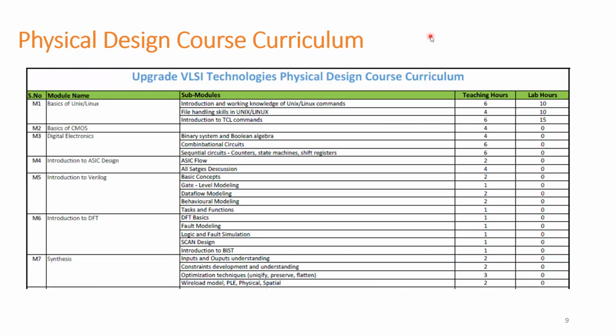So, physical design course curriculum. We will go through the course curriculum. In total, we have 13 modules. It is designed in such a way that we will cover it from scratch, like basics of Unix, Linux, and CMOS fundamentals, digital electronics, and introduction to ASIC design and ASIC design flow. In the fifth module, it will be Verilog. Verilog will be covered in the fifth module, and in the sixth module, DFT will be covered, design for testability.